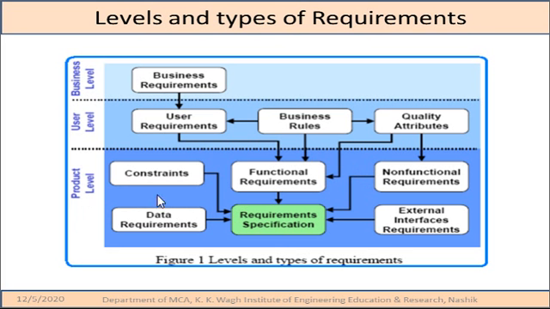For the product level, the types of requirements may concentrate on the different types of constraints we want to incorporate in a system, or the data requirement. Based on the data requirements, we can give some constraints on the data. Yes, as I said, the user requirement is classified into two types: functional requirement, which is based on the functional specifications, and similarly non-functional requirement, which is again based on the requirement specification.